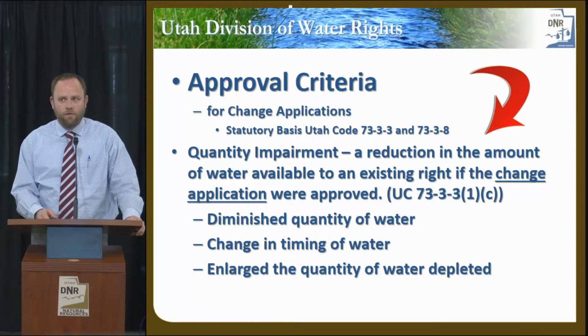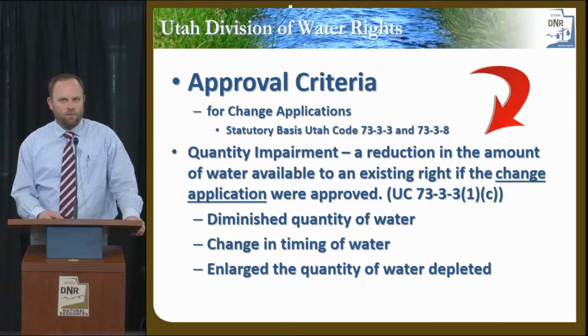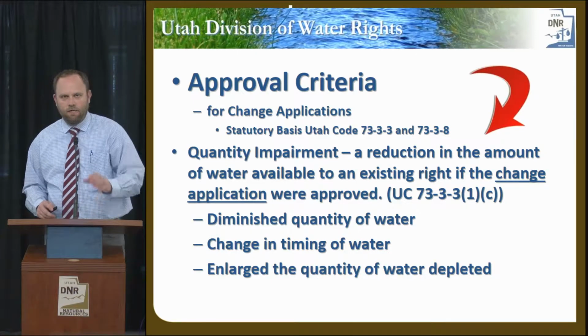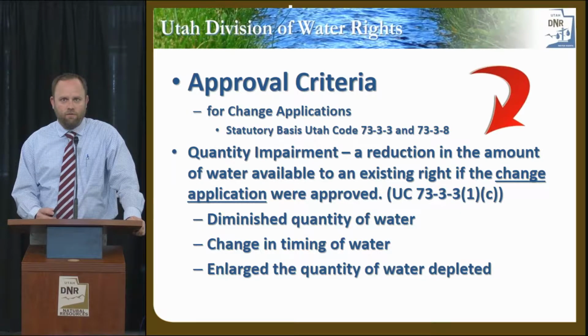Now, the very first thing to note here, and Teresa talked about this briefly, is that this is an approval criteria for change applications, and this entire concept is limited in use only to change applications. Okay, and you'll see the statutory basis is found in 73-3-3 and 73-3-8. All right, so at its very fundamental nature, let's just get the definition of what quantity impairment is. Okay, and that's in 73-3-3, subsection 1C.